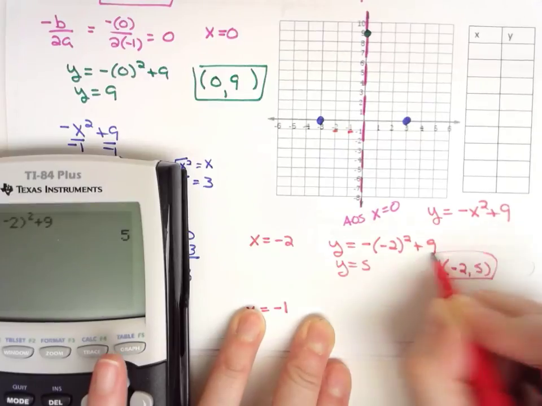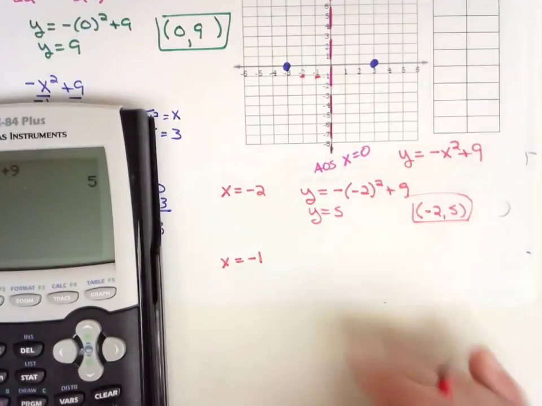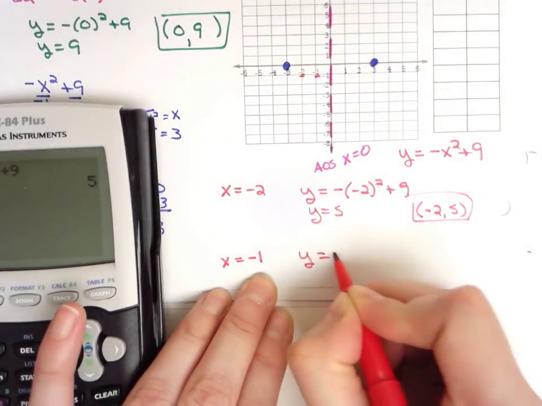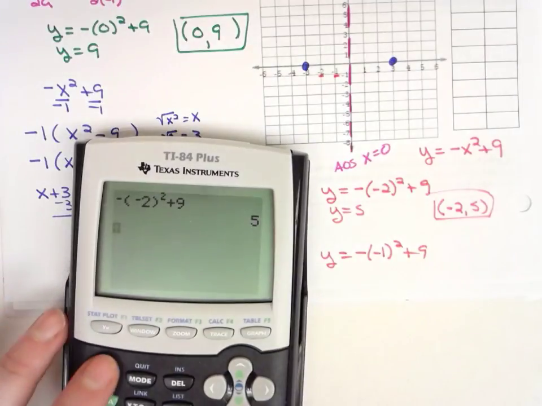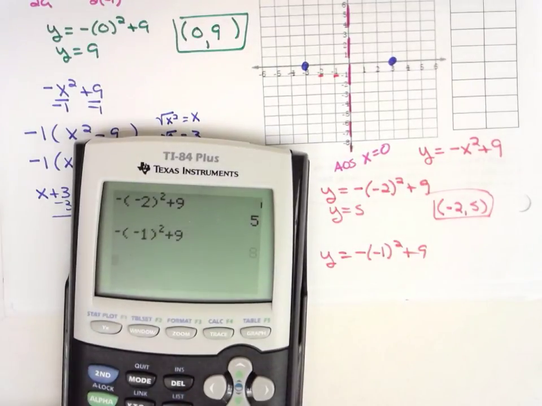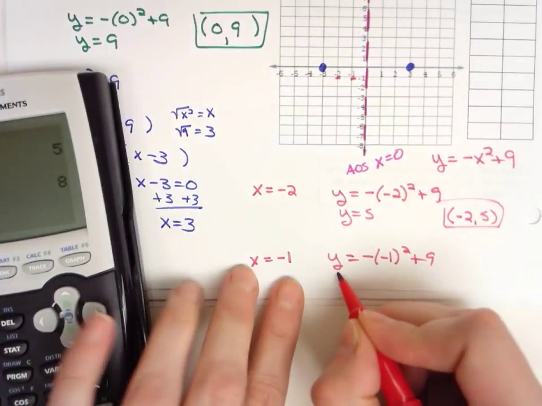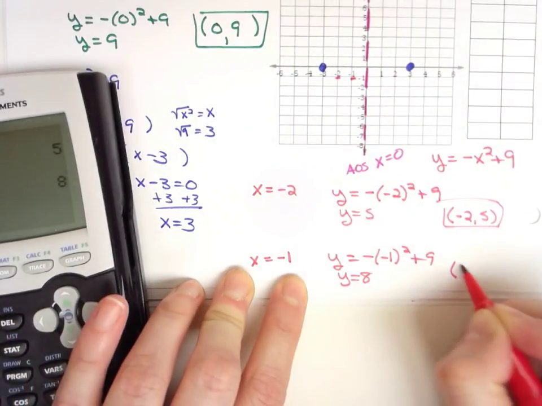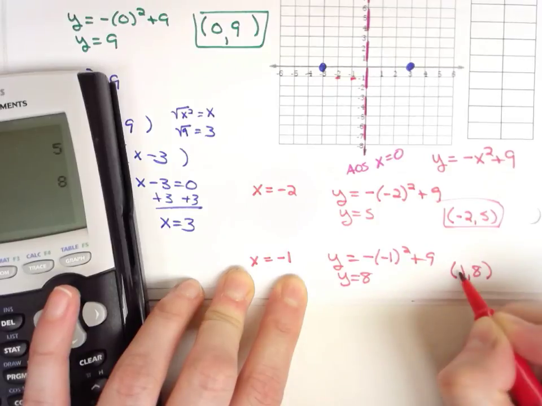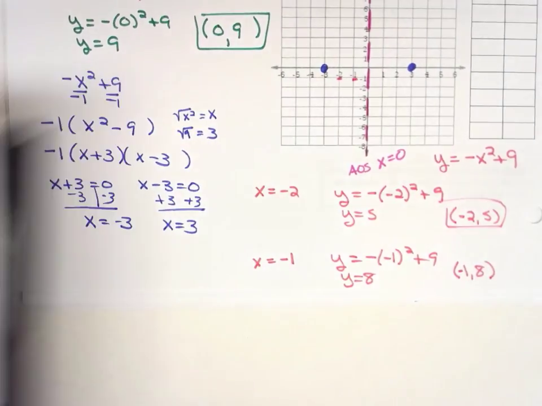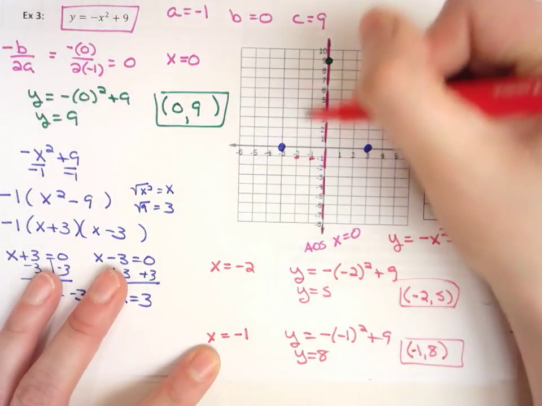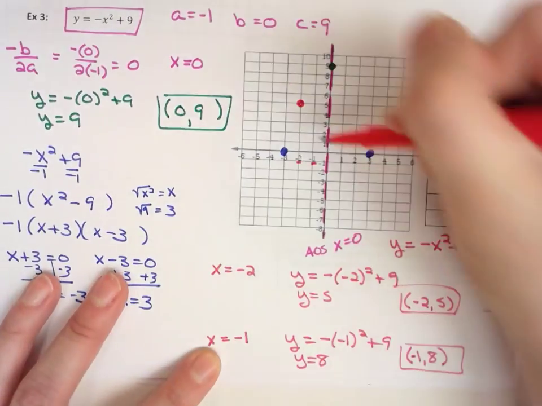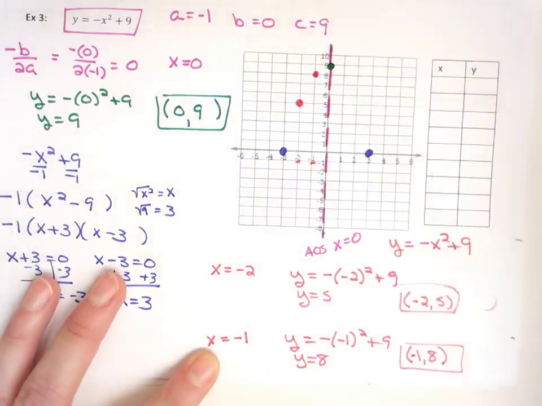So we have a y value of 5 when our x is negative 2, so that's that first ordered pair. Now we're going to do the same thing and plug in negative 1. So negative 1 squared plus 9. If I type that one in, that gives me positive 8. So y equals 8, and that's the point 1 comma 8. Actually negative 1, because that's my x value. So now I've got my 2 points. I'm going to plot them. Negative 2 positive 5 is right here, and negative 1 positive 8 is there.